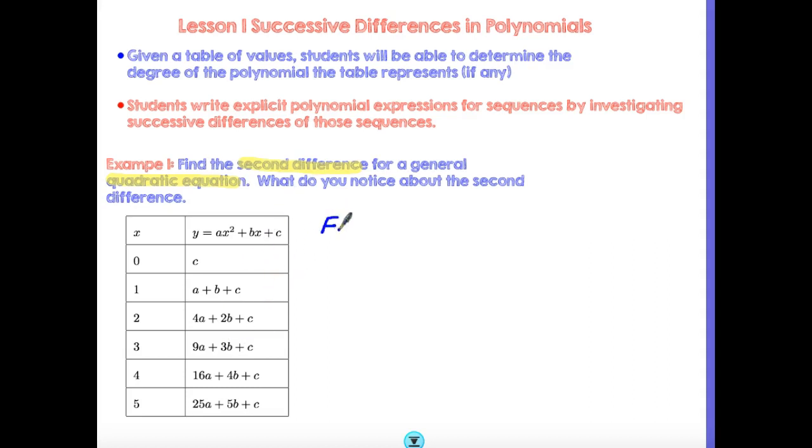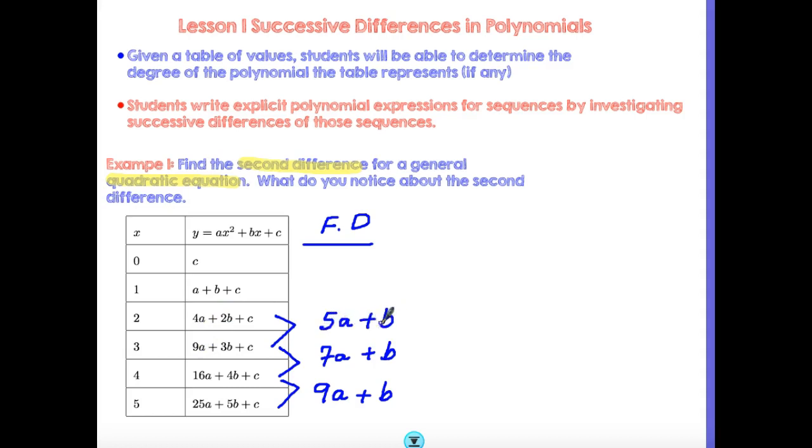If you want the second difference, you have to take your first difference. We'll start at the bottom and subtract these two. 25a minus 16a is 9a, and 5b minus 4b is just b, and the c's will cancel out. Then going another row up, 16a minus 9a is 7a, plus b, because 4b minus 3b is b, and the c's cancel. Again, 9a minus 4a is 5a plus b.